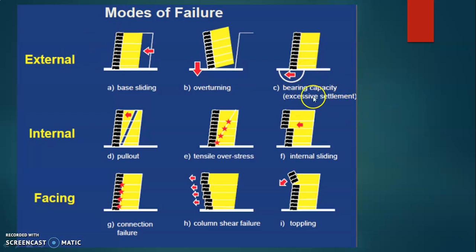Bearing capacity failure is because of excessive settlement. Here you can see that is overturning, and this is the base sliding. Then internal failures are pull out, tensile overstress and internal sliding. Then facing failures are connection failure, column shear failure and toppling. So these are some of the modes of failure.